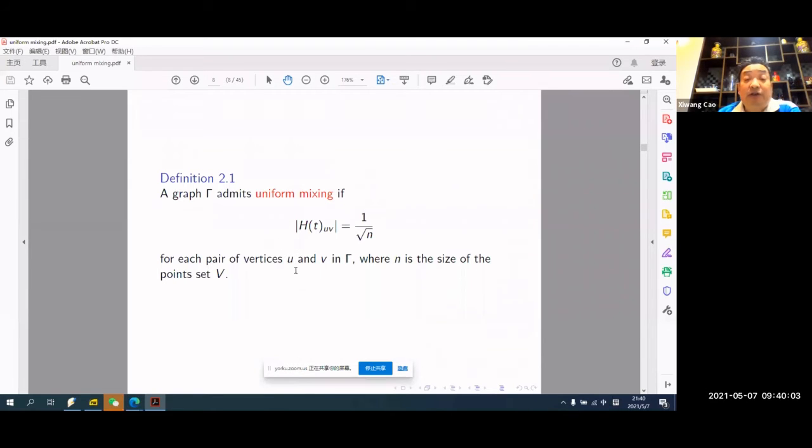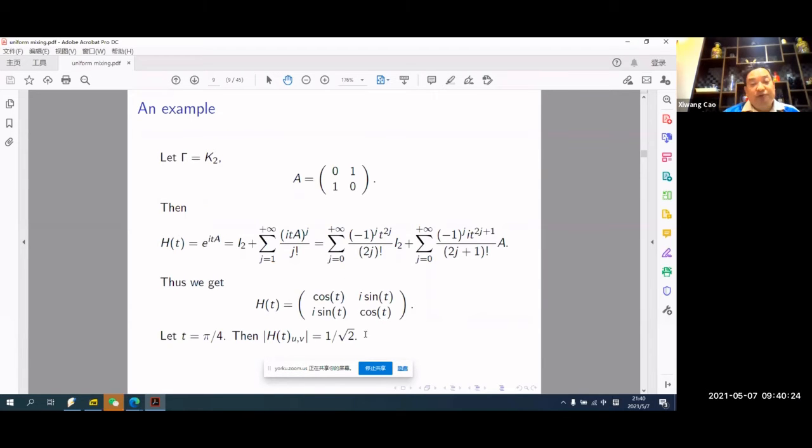That is, gamma admits uniform mixing if there is some time t such that every entry of this matrix has absolute value this one.